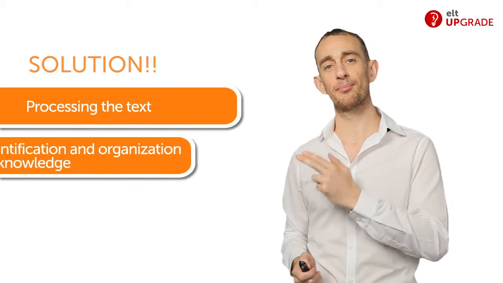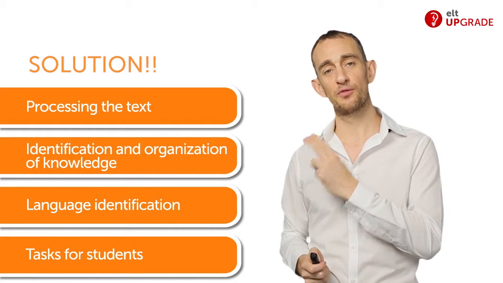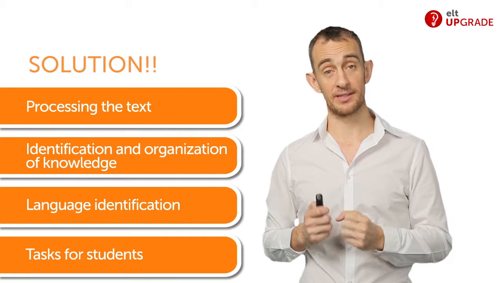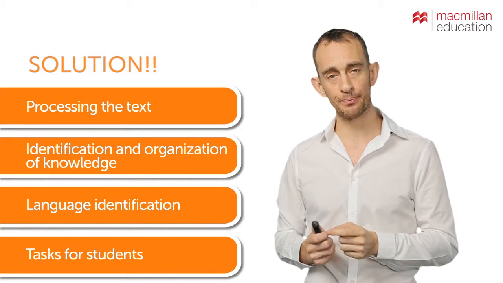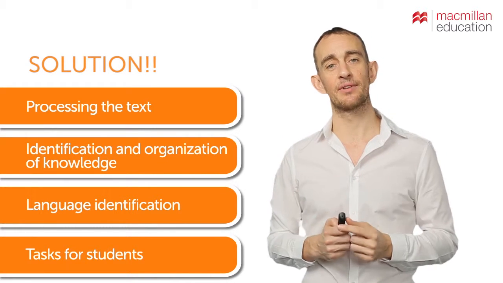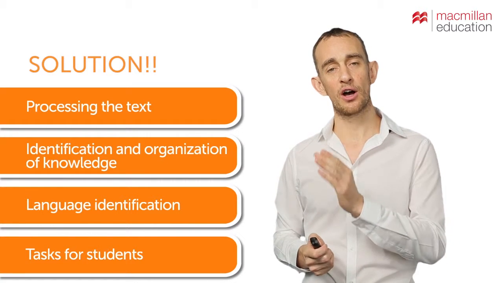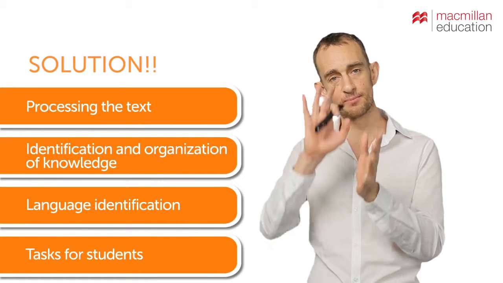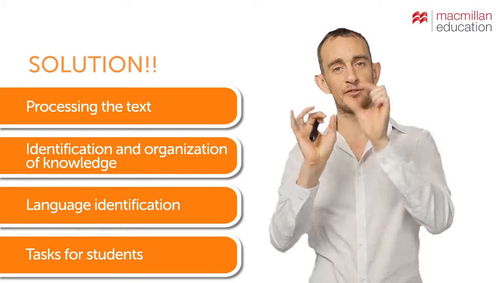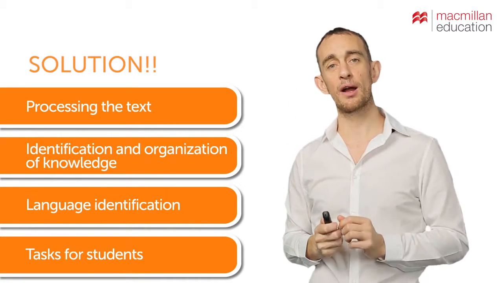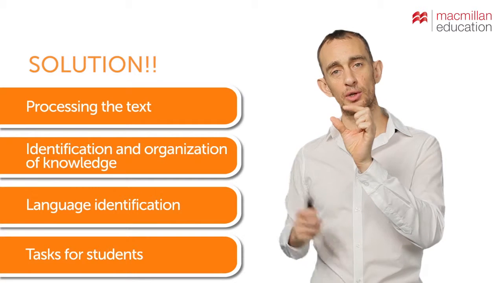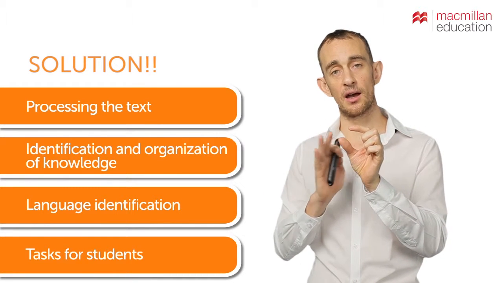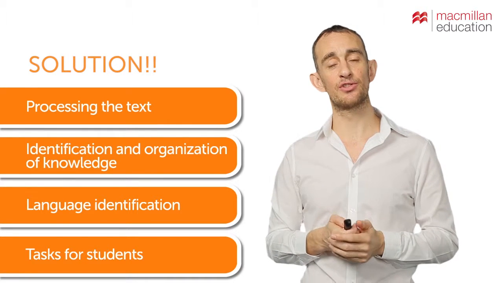To solve that problem, I have a solution for you, a 4-step CLIL process. So firstly, processing the text. Secondly, identification and organization of knowledge. Thirdly, language identification. And fourthly, tasks for students. And we'll see that this process can be a little bit flexible. It doesn't have to be in that order prescribed. At the same time, we'll have a look at that process, but I'll also be showing you how those 4Cs framework can integrate into that process.